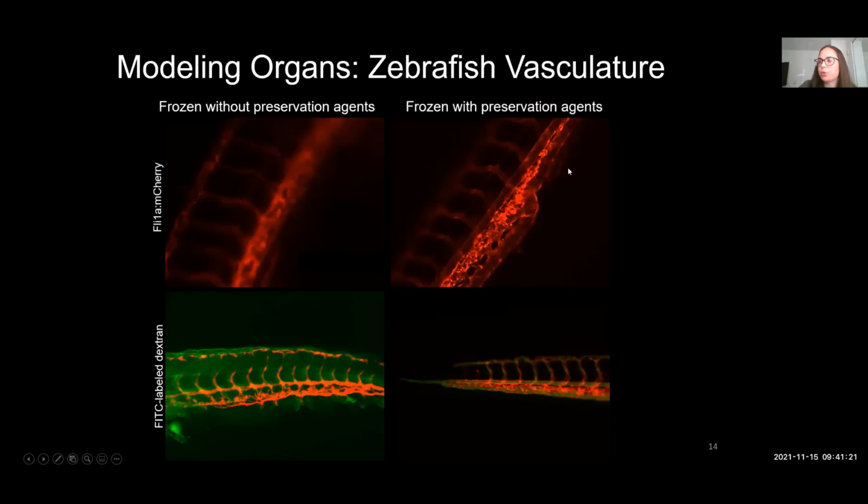The second group, which is shown on the right, was a group where we co-injected, alongside the FITC labeled dextran, other important cryoprotectant agents, in particular that ice nucleator that we've been talking about and the 3-OMG.